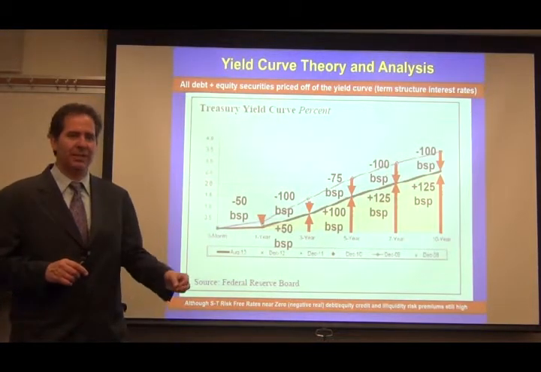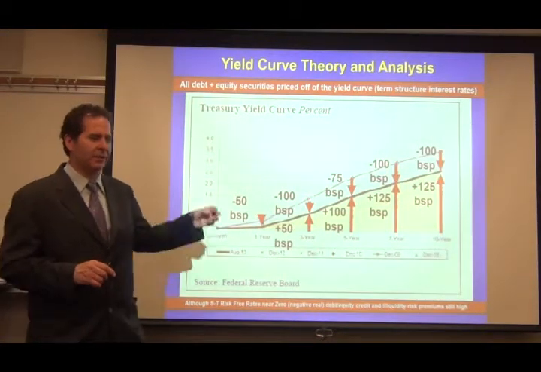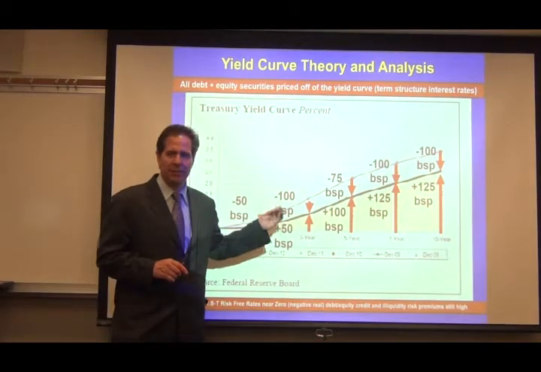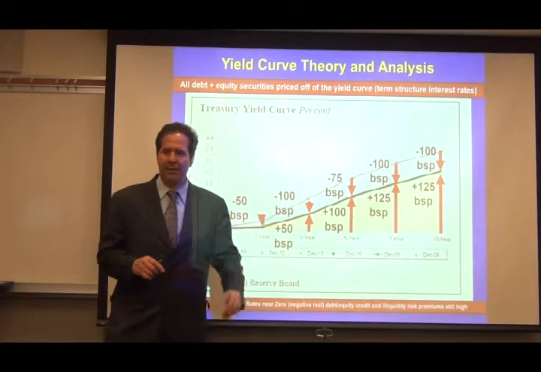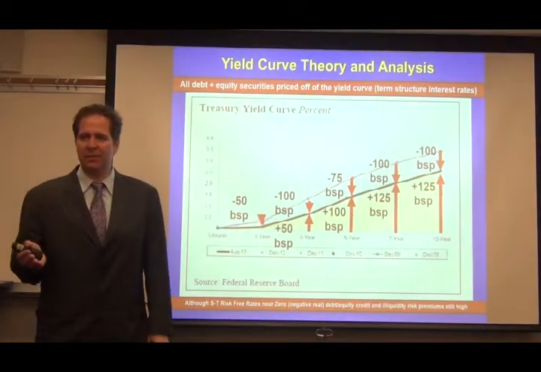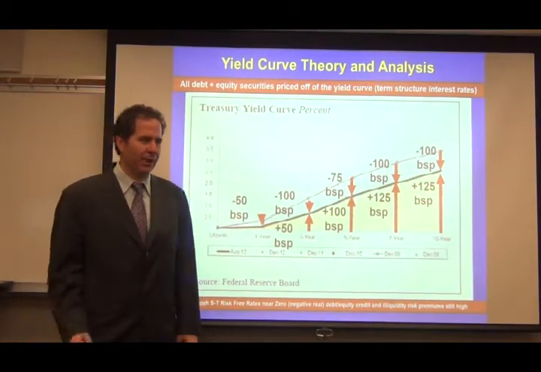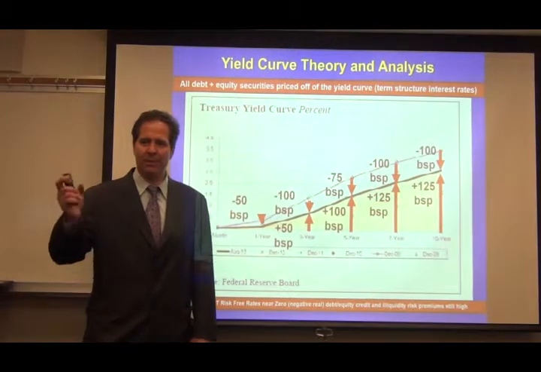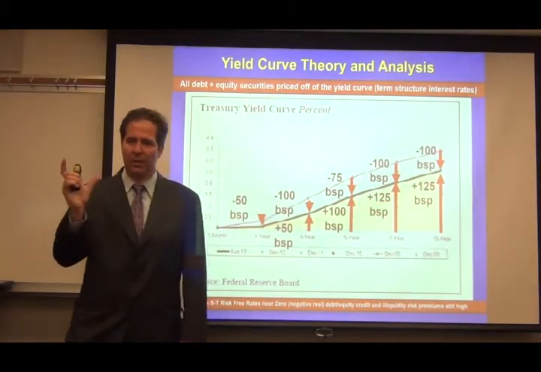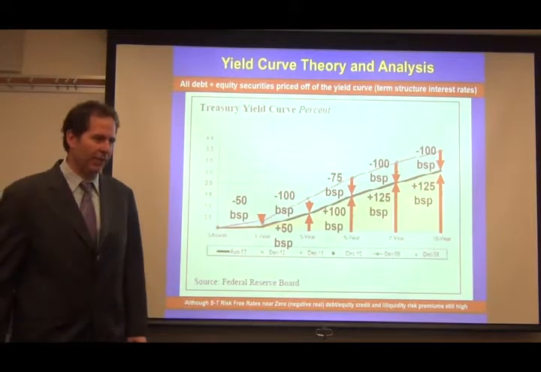If you're pricing an equity issue, you'd start with the 7-year T-bill rate, and then you would add the beta times the return on the market minus the risk-free rate, or the market risk premium times the beta, or the market price of risk plus the risk-free rate.